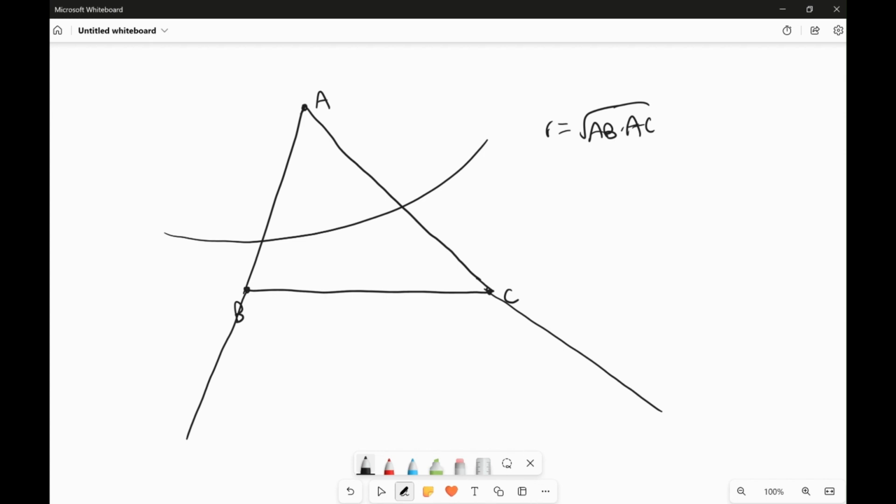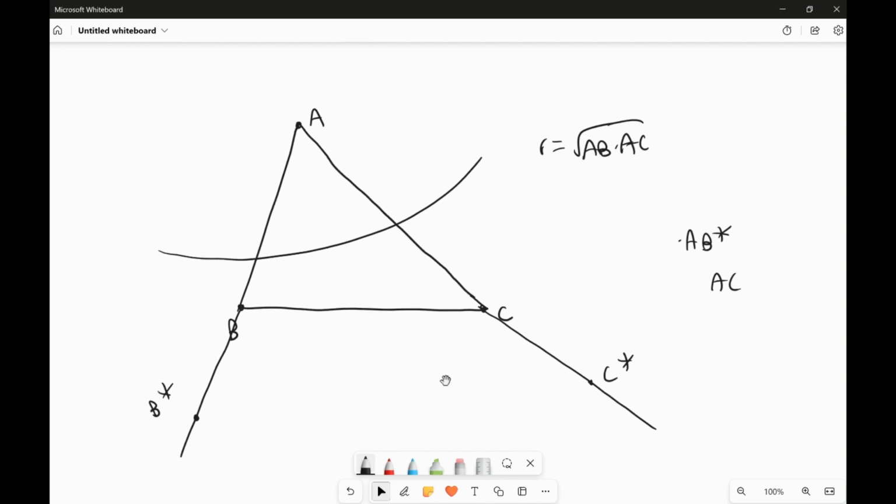Now, what does this do? Suppose this inverse here is B star, and this inverse here is C star. Then AB times AB star is just equal to R squared, which is AB times AC. So therefore, the AB's cancel out, so that means that AB star is equal to AC.